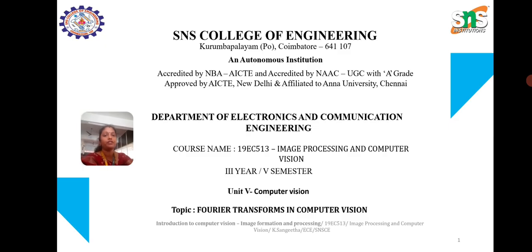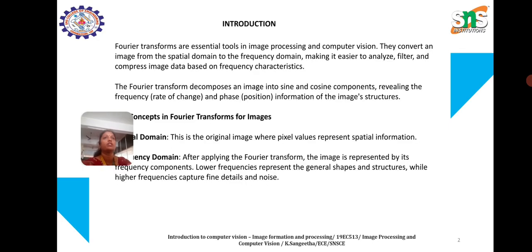So today we are going to discuss how Fourier transforms are used in image transformation. First we will discuss what is Fourier transform. Fourier transforms are essential tools in image processing and computer vision. They convert an image from the spatial domain to the frequency domain and make it easier to analyze, filter and compress images. The Fourier transform decomposes an image into sine and cosine components, revealing the frequency, magnitude and phase of the image.